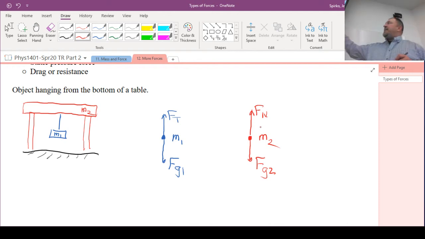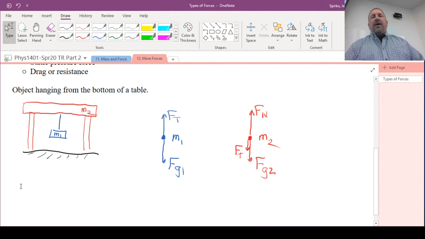And then the table is also touching that string. So we have to exert a downward Ft on M2. So at this point, we have two valid force diagrams for two different objects, and we have actually already applied Newton's third law. Newton's third law of action-reaction says that if an object is affected by a force, it returns that force in the opposite direction to the other object.